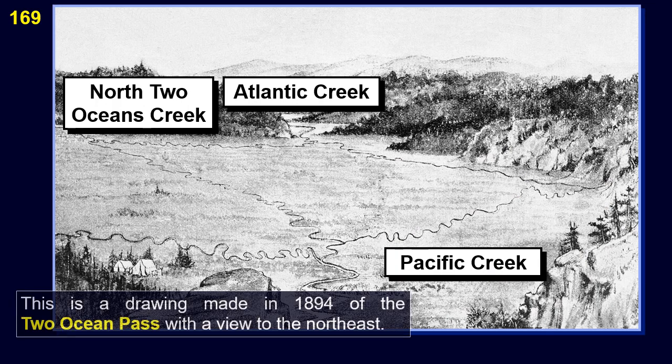This is a drawing made in 1894 of Two Ocean Pass with a view to the northeast. Atlantic Creek exits the pass between the hills in the upper part of the image. Pacific Creek exits to the southwest in the lower part of the image. North Two Ocean Creek enters from the left side of the image and divides into its two distributaries, and South Two Ocean Creek enters from the right of the image, and is also shown dividing into two streams.